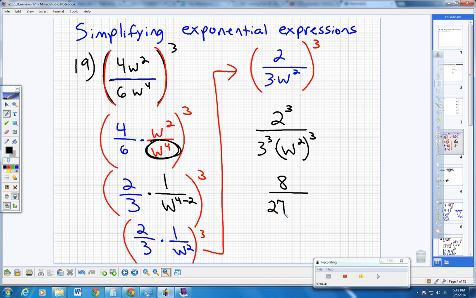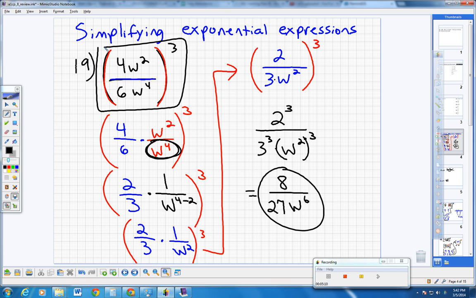Well, now I have a power of a power. So what happens when I have a power of a power? I can multiply these two exponents here, put a little dot in there to show multiplication, to get w to the 6th power. I know that this is much easier on the eyes than that messy thing that I started with. 8 over 27w to the 6th is a lot easier to look at. So thank you for watching how to simplify exponential expressions by simplifying first and then using the power of a fraction.